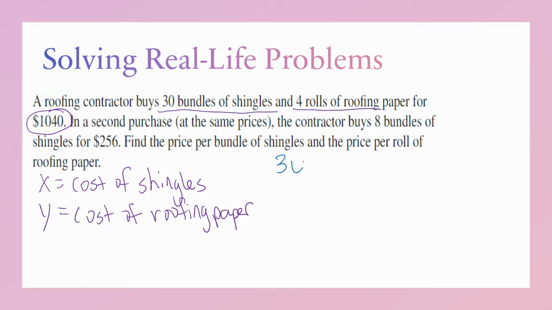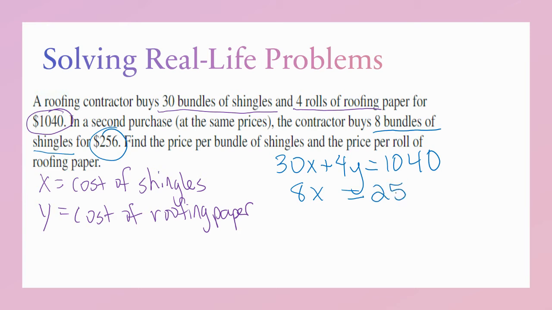So we have 30x plus 4y give us a total of $1,040. In a second purchase at the same prices, the contractor buys 8 bundles of shingles for $256. So 8x is equal to $256. Find the price per bundle.